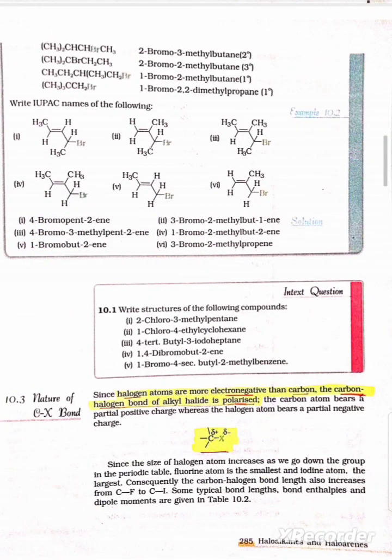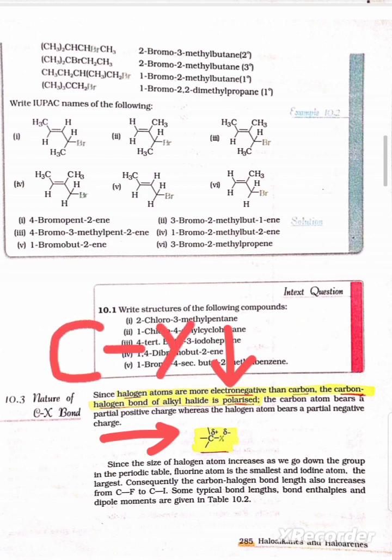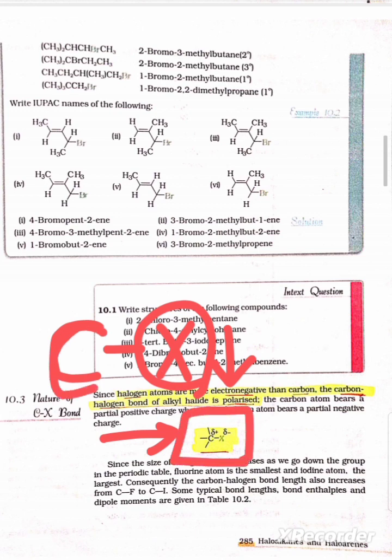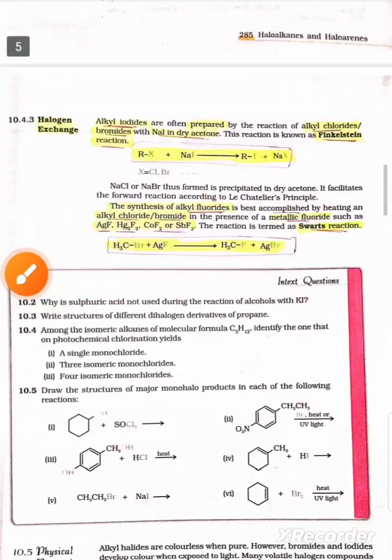If you see the nature of the carbon-halogen bond, it is polar. Why? Because of the electronegativity difference between carbon and halogen. As we know, halogen is more electronegative than carbon. That's why the carbon-halogen bond is polar in nature.